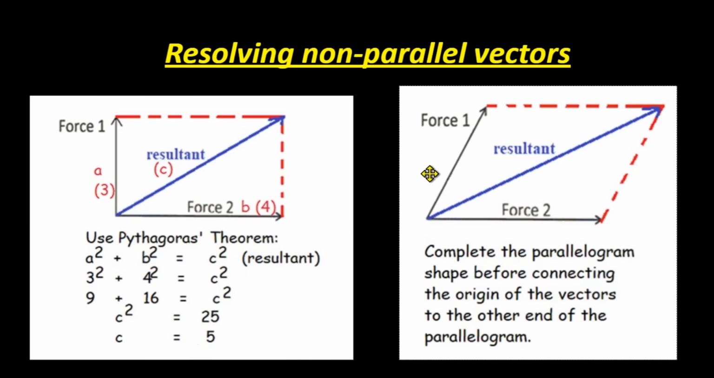If they are not at a right angle, you would have to draw the 2 vectors, decide a scale, complete the figure into a parallelogram, and then to find the resultant, you draw a line from the origin of these 2 vectors to the other end of the parallelogram. Using your scale now, measure the resultant and convert the units.